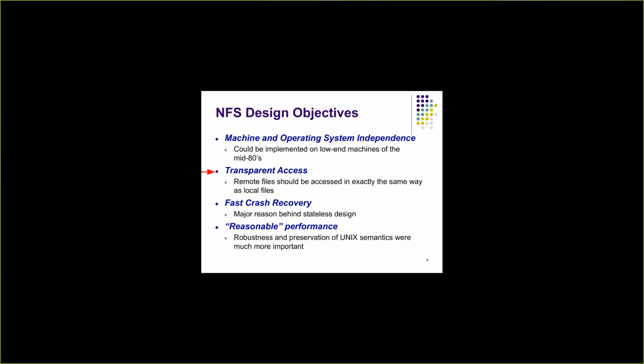So NFS, when NFS was designed, it has four main objectives. The first one is machine and operating system independence. It was designed so that clients and servers that belong to different operating systems should be able to use NFS. The other objective is transparent access. Like remote files should be accessed exactly in the same way as if the files are local files. Okay?